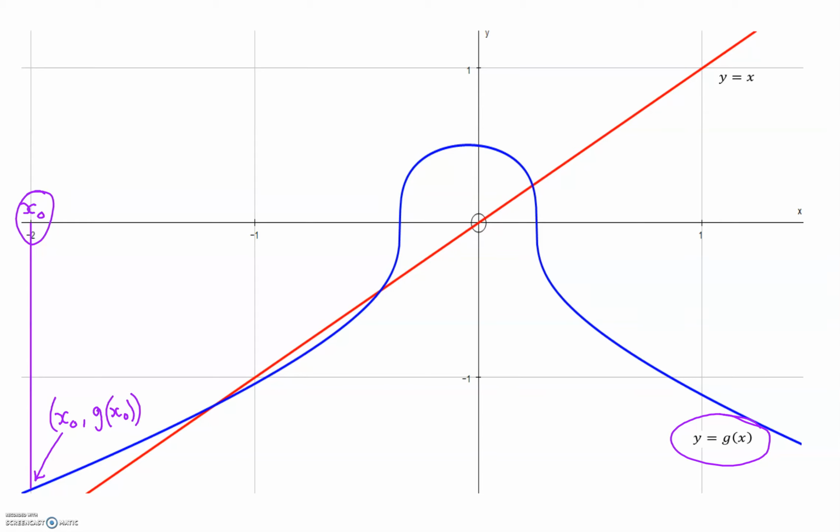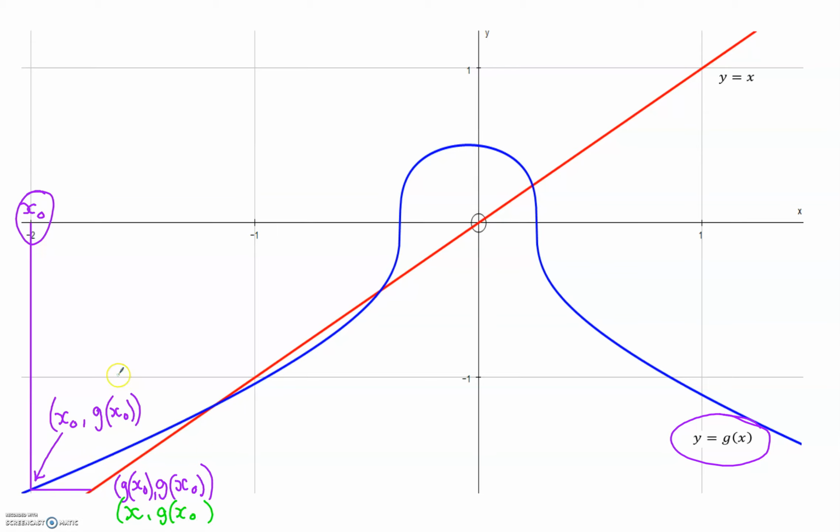We're then going to transfer that value across to our y equals x, and at this point here we then have a y value still of g of x0, but our x value is now the same, and so our generated new value of x, our x1, is generated using our g of x formula or our iterative formula. So this is now x1, g of x0.